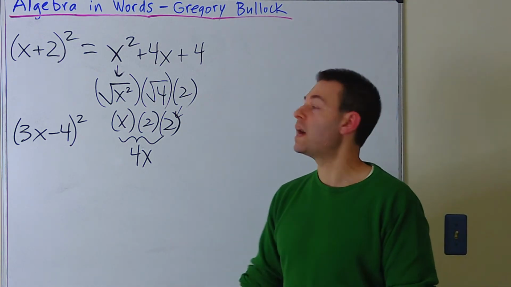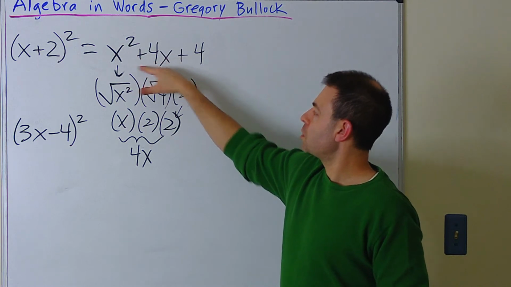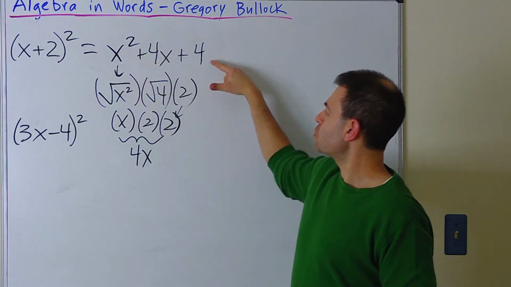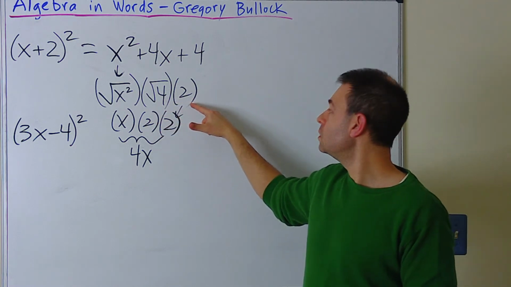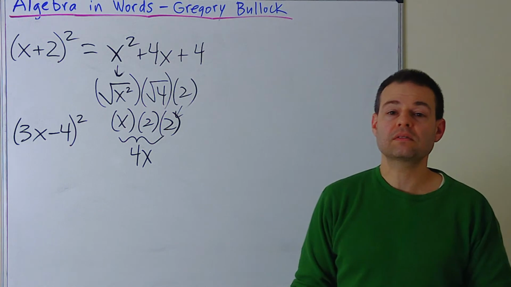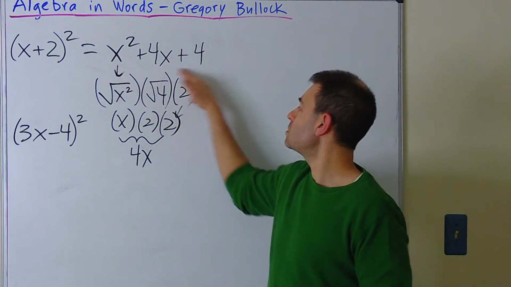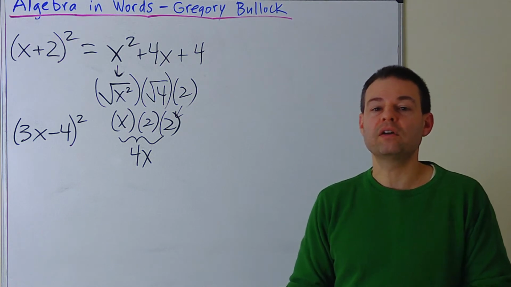And to summarize that, when the square root of the first term of a trinomial and the square root of the last term of a trinomial times 2 equals b, the middle term, in this case 4x, then that means that this is a perfect square trinomial. That's a subcategory of trinomials.